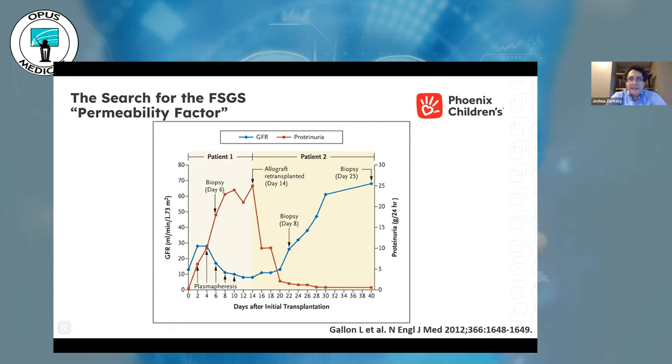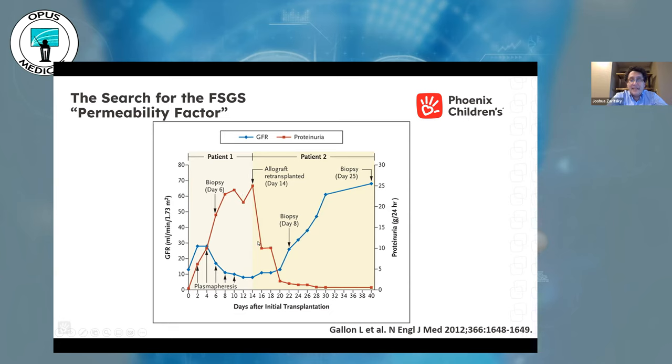What ended up happening is, if you look at the blue line, the kidney never really started working normally. In fact, the GFR really dropped off significantly. That was due to recurrence of FSGS. That is, the supposed permeability factor present in this patient immediately attacked the new kidney. And despite some valiant efforts to try to rescue the kidney from this recurrent FSGS, they realized the writing was on the wall.